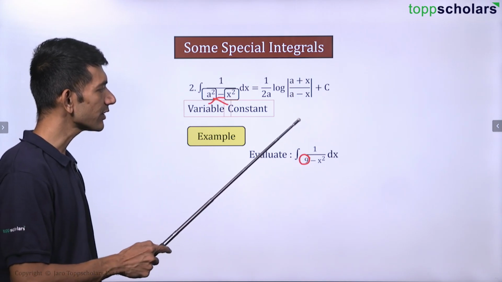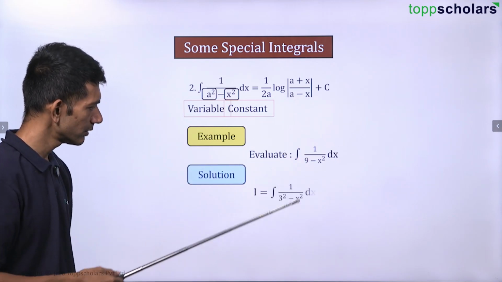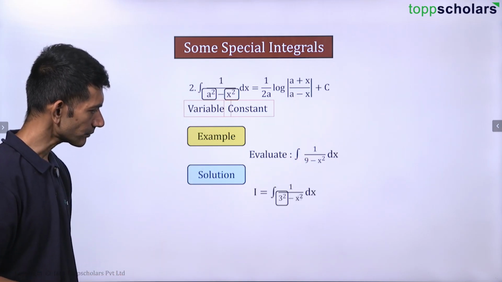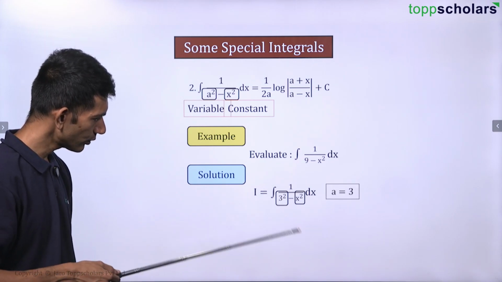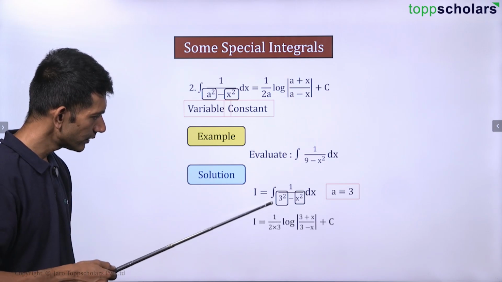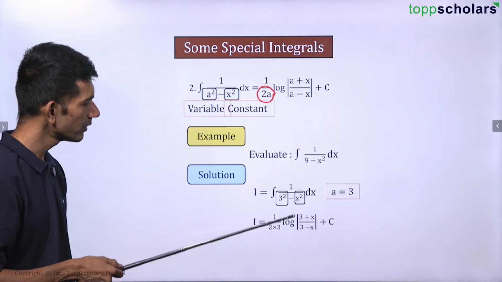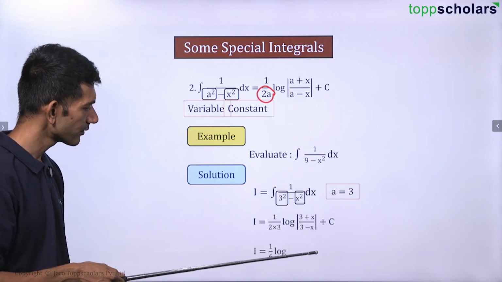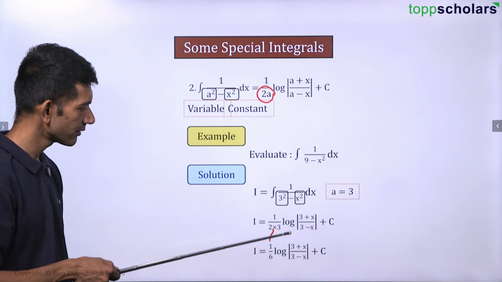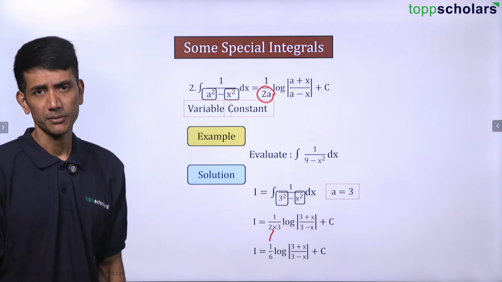So 9 is what? 3 square. 9 is 3 square, so our a is 3. That is x square. So let us continue. This becomes 1 by 2a, that is 1 by 2 into 3, log of 3 plus x by 3 minus x plus c. So 1 by 6 log of 3 plus x by 3 minus x plus c. Simple.